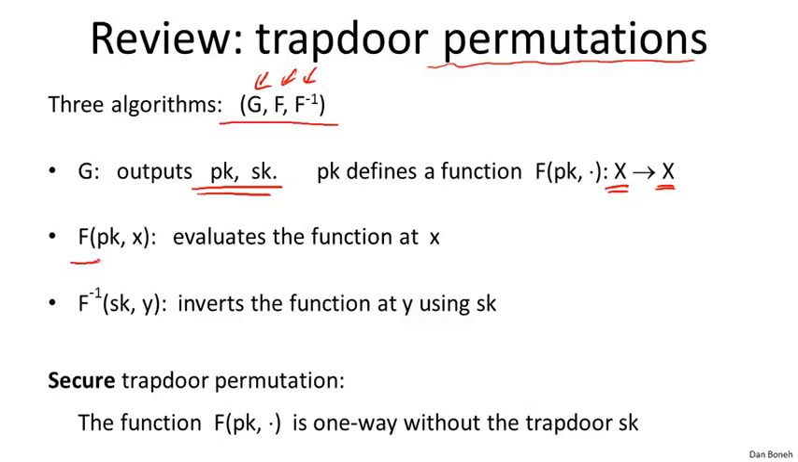Now, given the public key, the function defines a function from the set X to the set X. And then given the secret key, we can invert this function. So the function f evaluates in the forward direction, and f inverse, which needs the secret key sk, computes f in the reverse direction. We say that the trapdoor permutation is secure if the function defined by the public key is in fact a one-way function, which means that it's easy to evaluate, but without the secret trapdoor, it's difficult to invert.